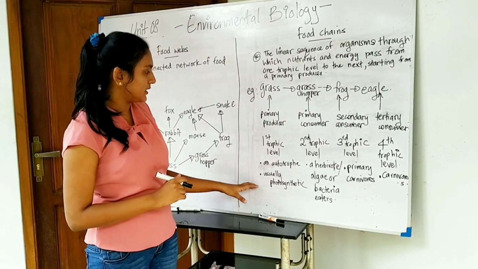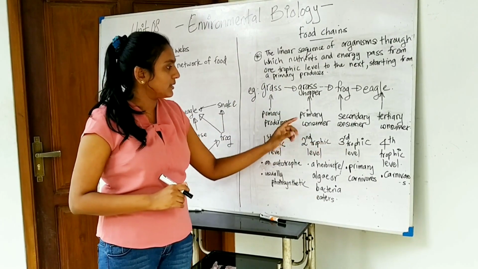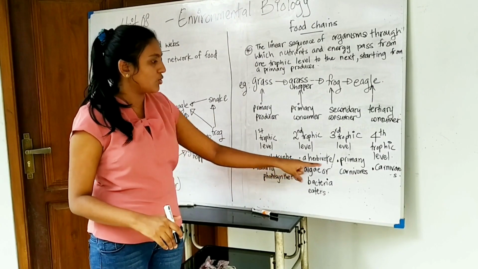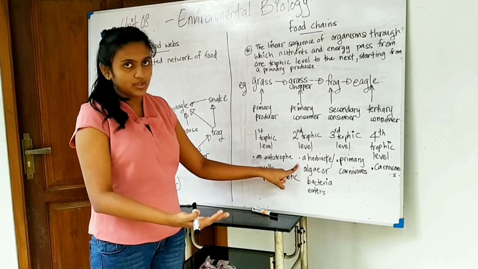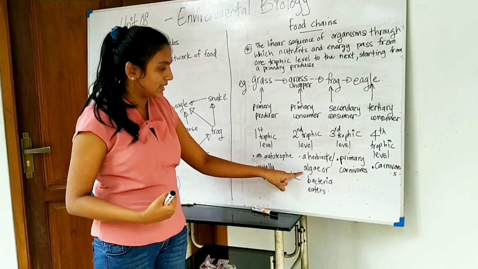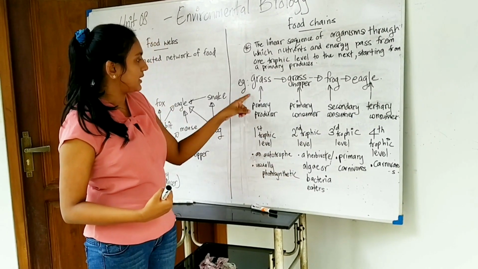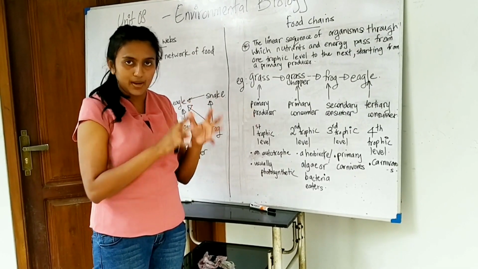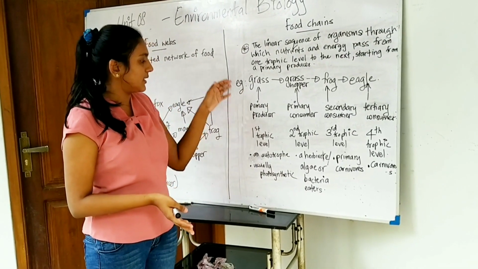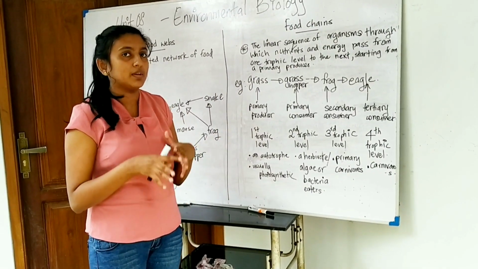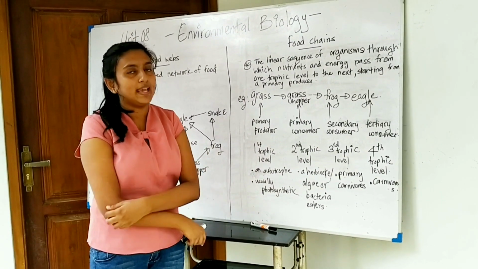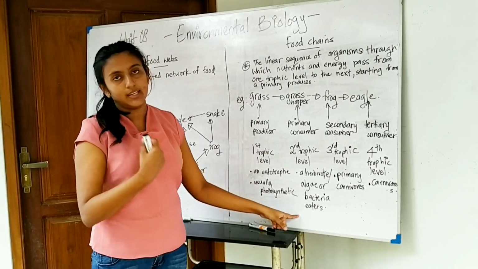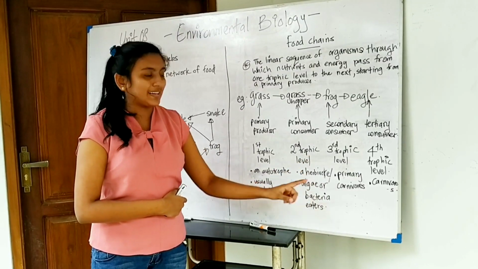When we consider the consumer part, the primary consumer is normally a herbivore when it comes to a terrestrial ecosystem, but in an aquatic ecosystem, it might be an algae or bacteria eater. In terrestrial ecosystems, the primary producers are normally green plants. But in aquatic ecosystems, it might be phytoplankton, which normally means algae or cyanobacteria. So primary consumers of aquatic ecosystems might be algae or bacteria eaters.